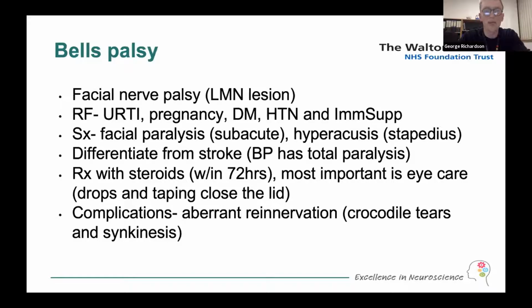And the complications of Bell's palsy, they can get this thing called aberrant reinnervation, and they can get crocodile tears. So basically crocodile tears and synkinesis. And these are when patients will get, when they salivate, they'll get lacrimation, tears forming, and synkinesis is when they can smile, and that will cause their eye to blink as well. So it's just due to misconnections on the reinnervation of the nerves.